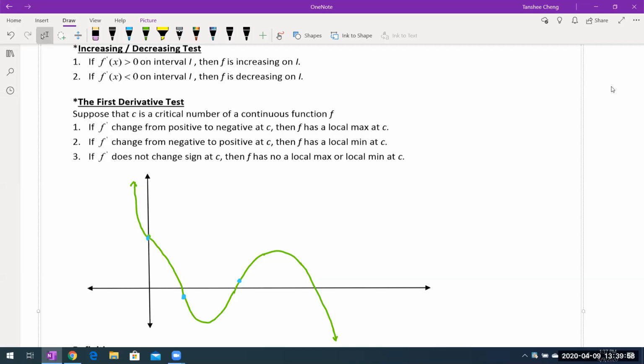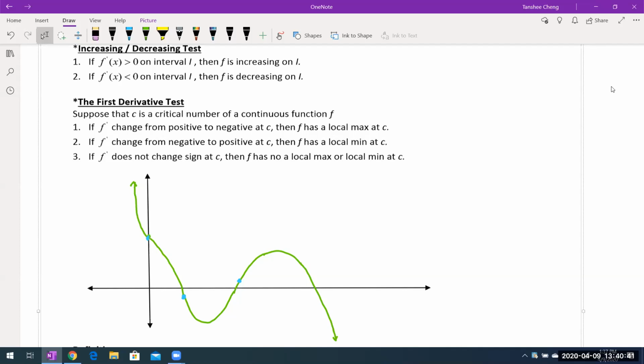So first up, we're going to be looking at the increasing and decreasing tests. Before, we know what a function increasing means and what a function decreasing means, and we can easily find the interval of those when we have a graph, but from just an equation or the function, how do we do it? This increasing or decreasing test will allow us to find out the interval very easily.